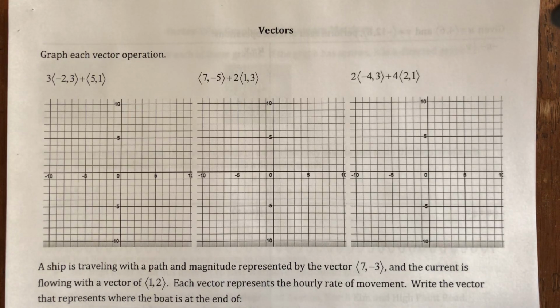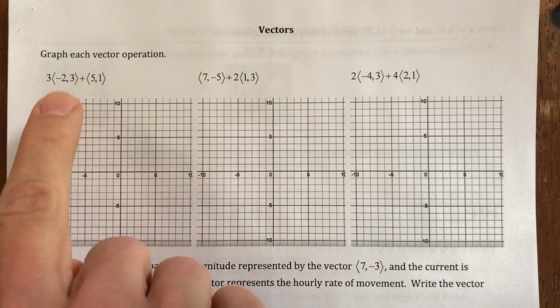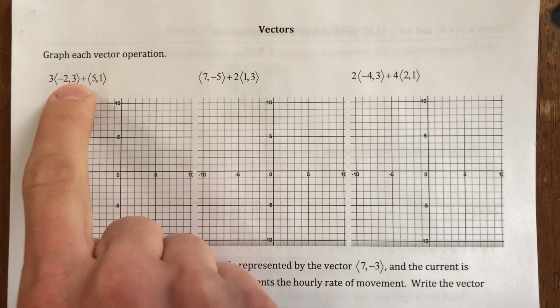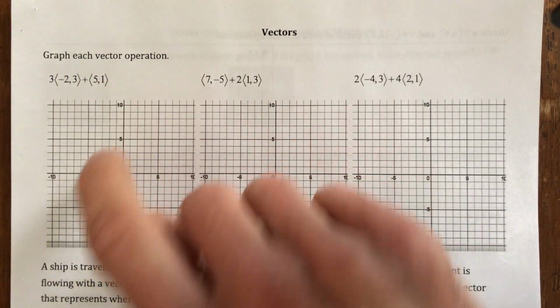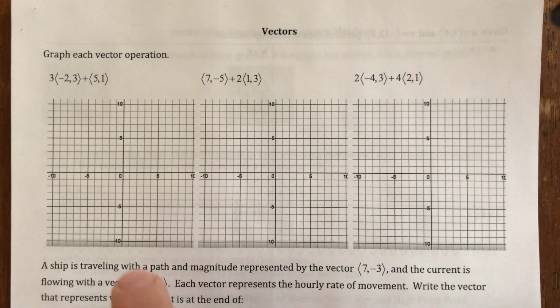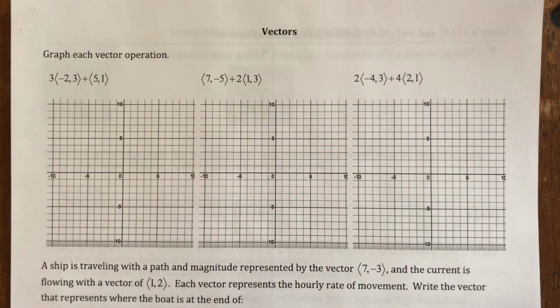Let's talk about vectors and what they represent. They are basically like matrices. It's a 1 by 2 matrix. You have one row and two columns. Notice I'm pointing at that -2, 3 right there. And they imply the direction you're going and the magnitude with which you're traveling.